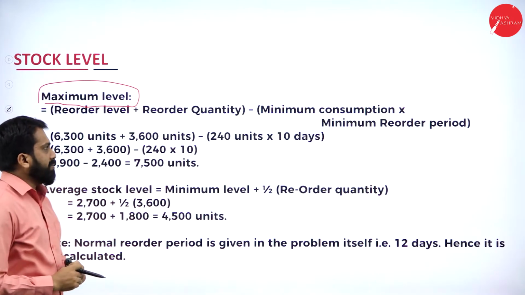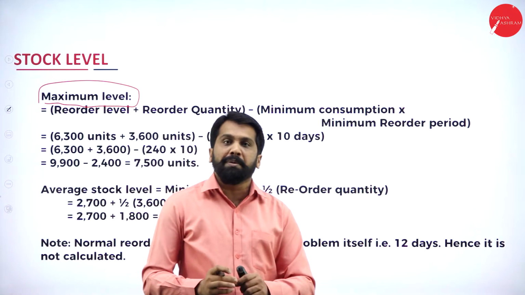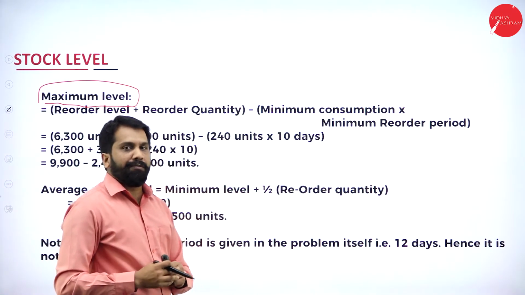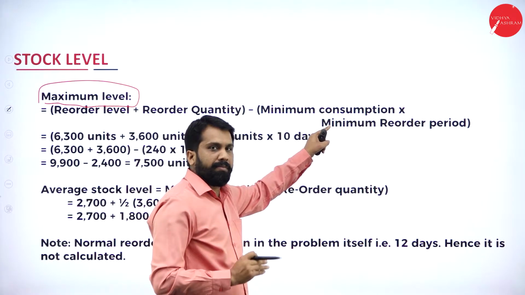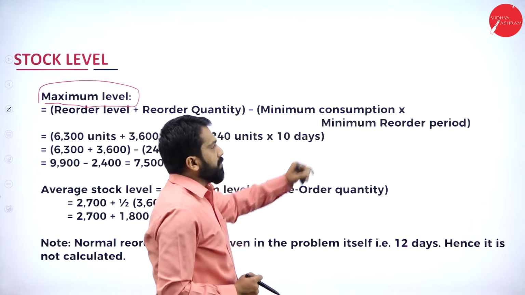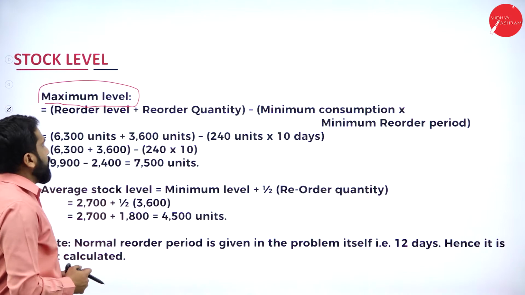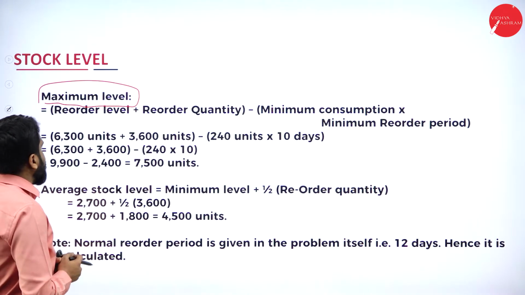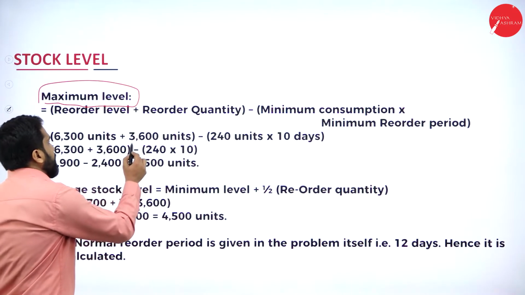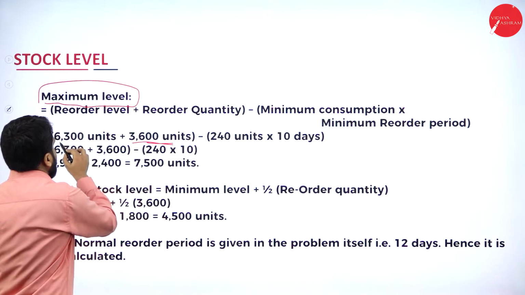Next part. Under this stock level, we are calculating maximum stock level. For maximum stock level, as I told you, what is the opposite of maximum? Minimum. So, to remember the formula, the opposite of maximum is minimum. Now, minimum consumption into minimum reorder period, along with that, reorder level plus reorder quantity. Now, reorder level is how much?